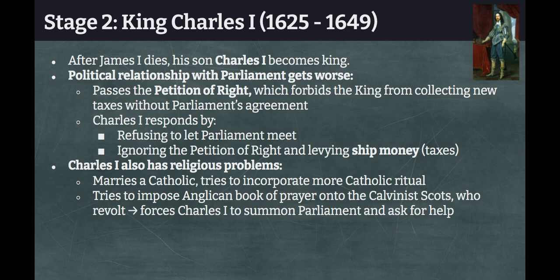Charles I also has some religious problems. He's technically Anglican, but he marries a Catholic, and he tries to bring some of that Catholic ritual back into the Anglican Church. So he's obviously bugging a lot of Anglicans, as well as Calvinists. Not only that, but then he decides that he's going to impose the Anglican Book of Prayer onto the Scots, who are Calvinist, who revolt.